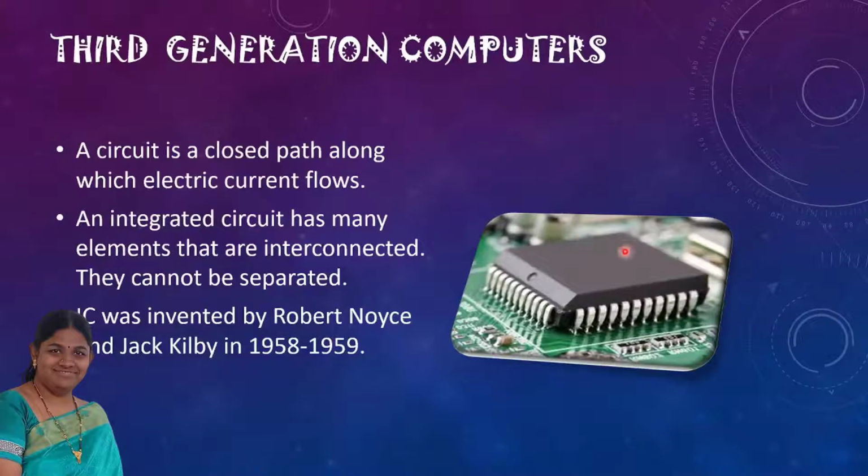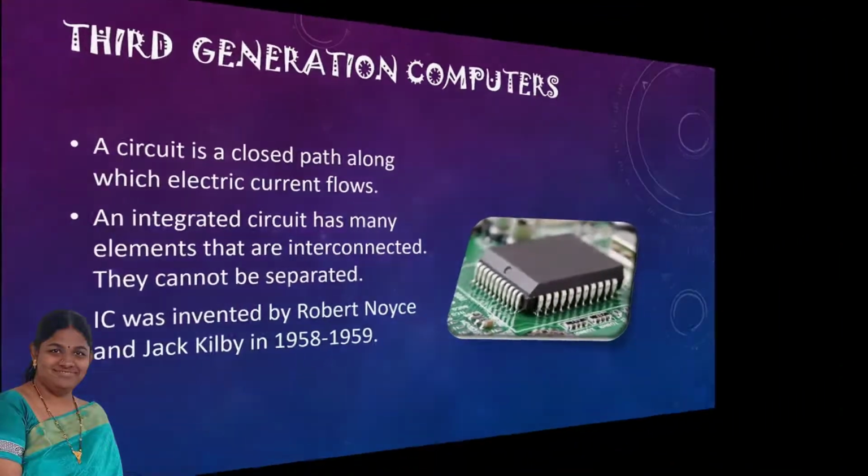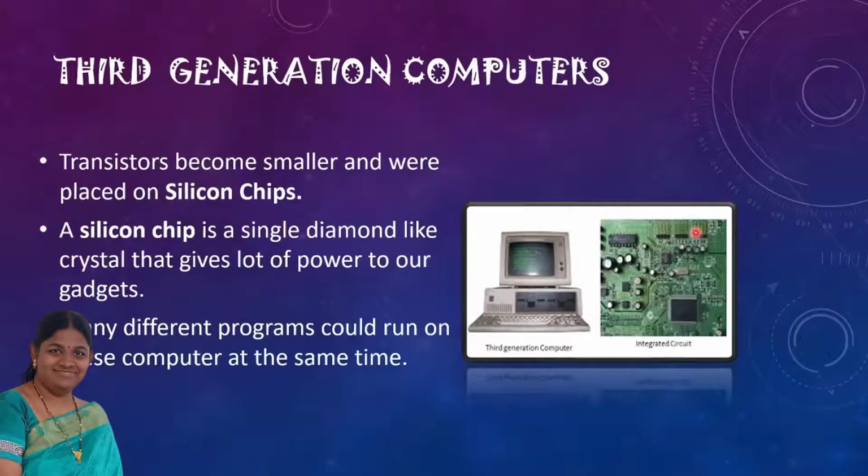See, this is how an integrated circuit looks. A circuit is a closed path along which the electric current flows. An integrated circuit has many elements that are interconnected and they cannot be separated. See, this is your integrated circuit, where different components are connected, and the transistors became very small and were placed on silicon chips.